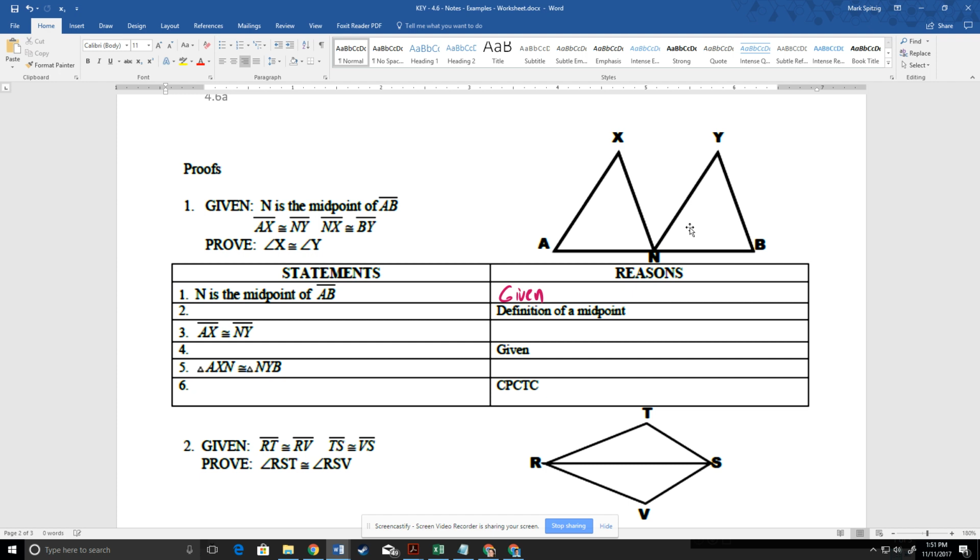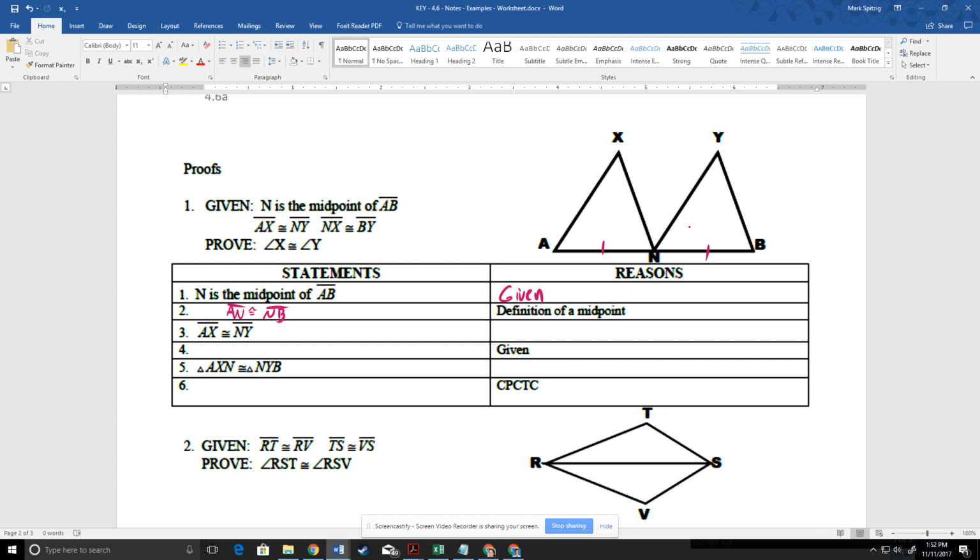Looks like I'm going with pink. Fair enough. And then because it's the midpoint, well, what does that say? Well, if N is the midpoint, it's saying that those two are going to be congruent. In other words, segment AN is going to be congruent to segment NB, and that is the definition of midpoint.